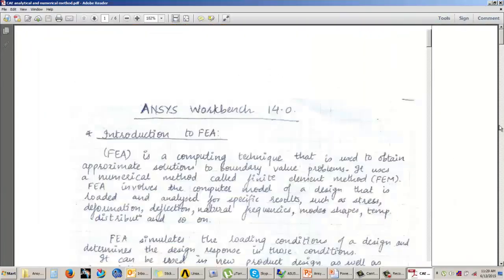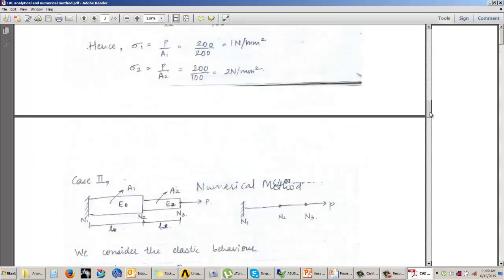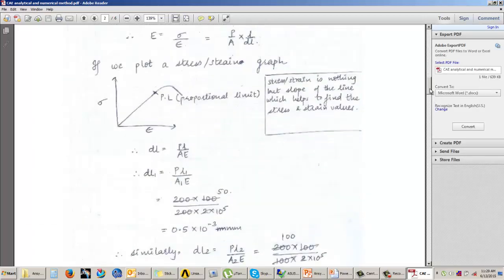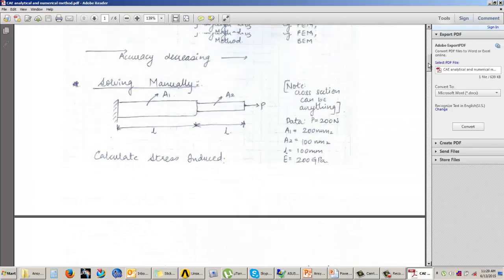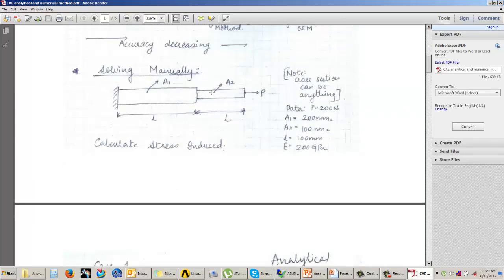So let us understand now how to solve this using the analytical method and the numerical method. Okay, so if you see over here, this is the same problem. You can take down the data over here. P, that is the force that is applied on the step bar, is 200 newtons. Area 1 is 200 millimeter square. Area 2 is 100 millimeter square. Length of the step bar is 100 millimeters for each of the step bar, and E, that is the Young's modulus, is 200 GPa. And we are supposed to calculate the stress induced in this step bar.